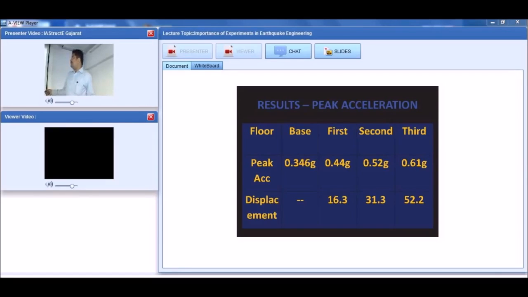And the displacement, you can see 16.3, 31.3, 52.2. Right. So what is the interstory drift here? Almost 20. What is the interstory drift here? Almost 16. And here 16. So the deformation is almost distributed along all the floors. Right. So in interstory drift, you will not find irregularity.